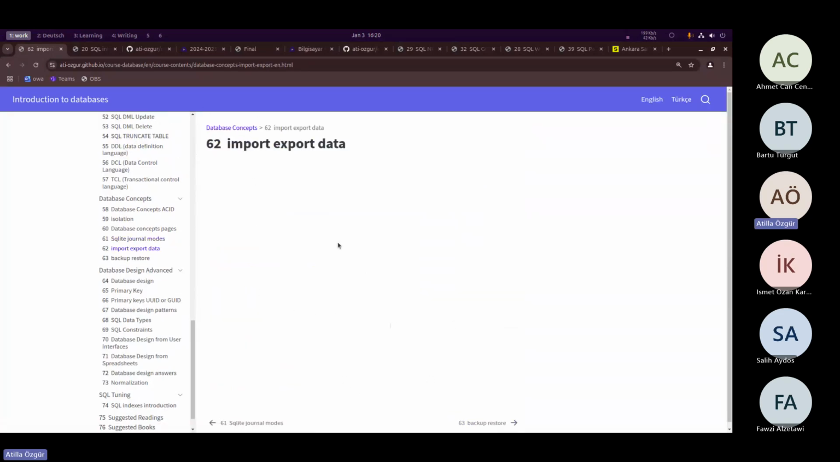Export and import data, I have shown you examples, but again, you are not responsible for it in the exam. Backup restore, I have shown you some examples. Again, you are not responsible for it in the exam.